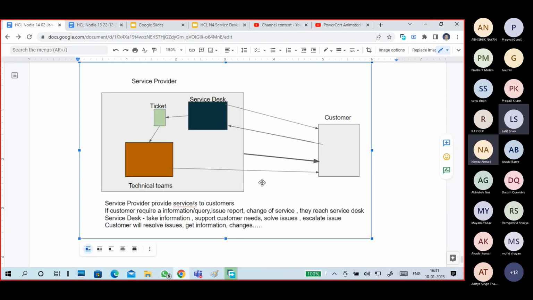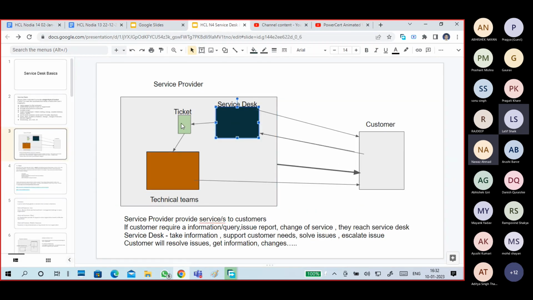Don't worry. I created this in a PPT only. Okay, it is created in a PPT. That's why it is good.